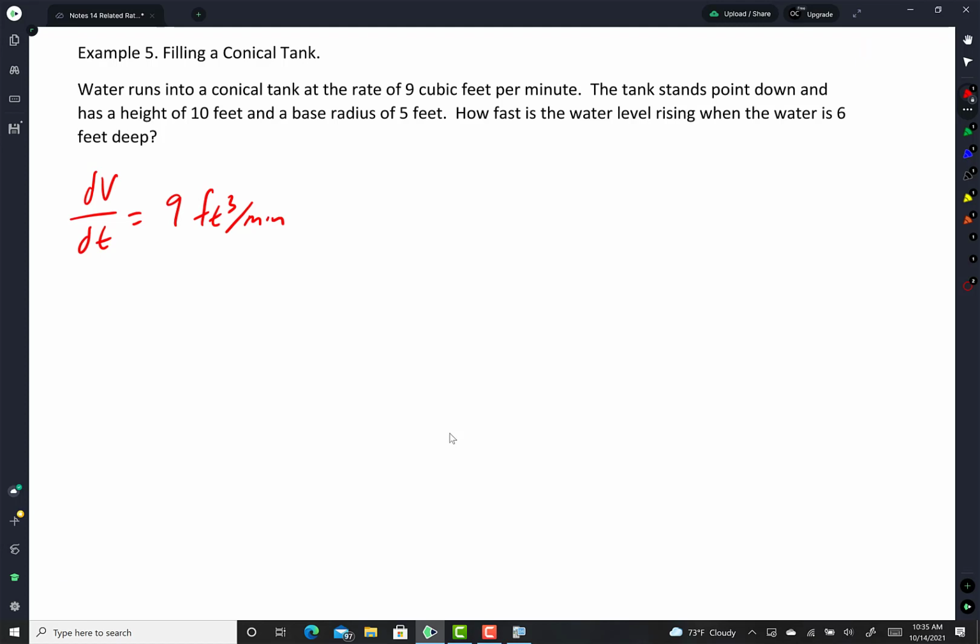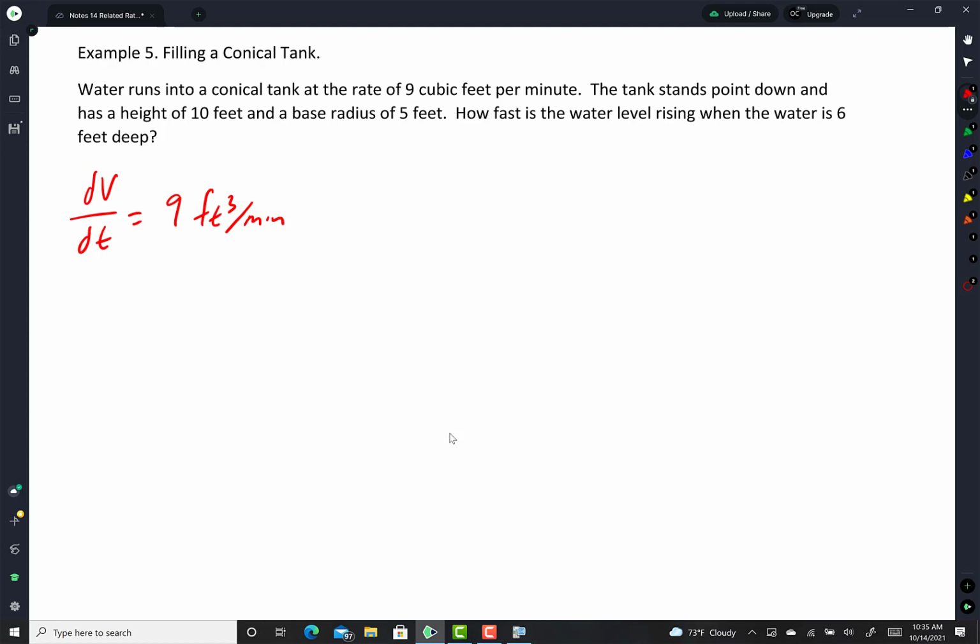Let's read and see what's up. The tank stands point down and it has a height of 10 feet, and a base radius of 5 feet. Now, those are constants, so those you can write. How fast is the water level rising when the water is 6 feet deep?